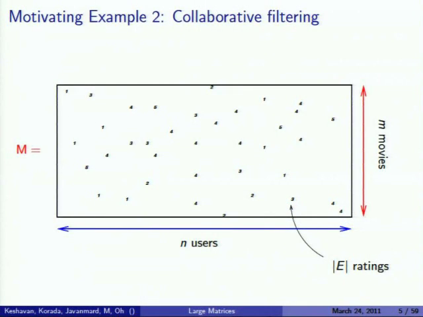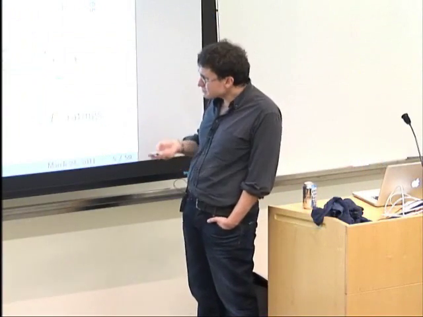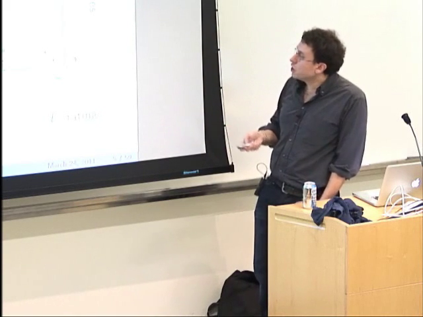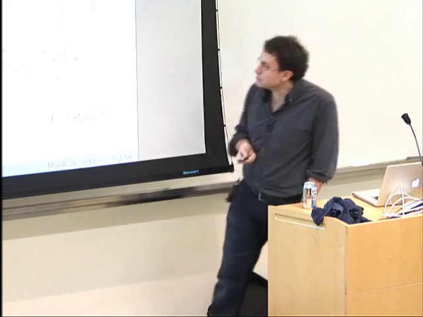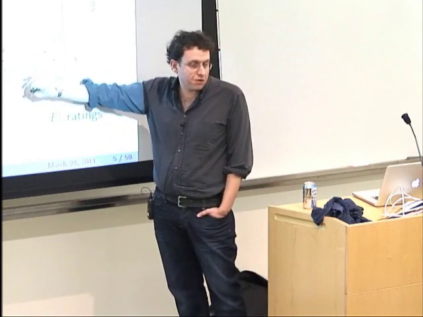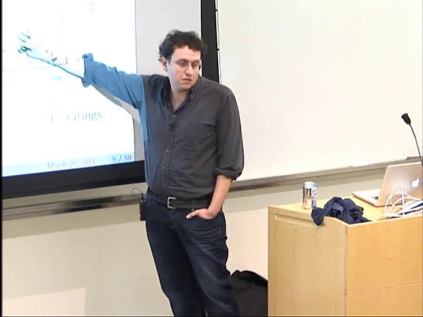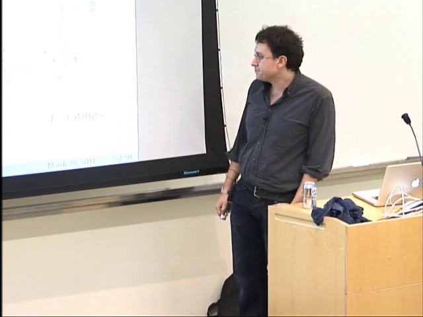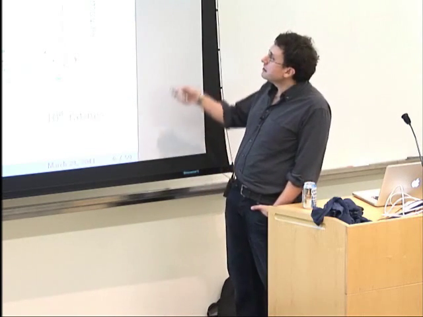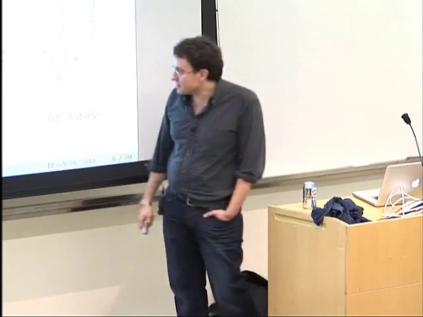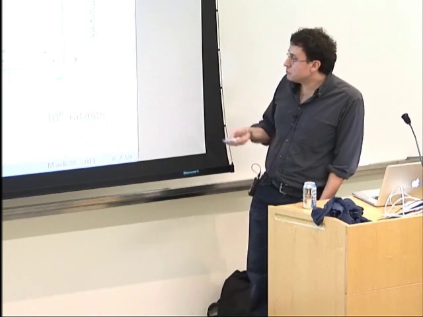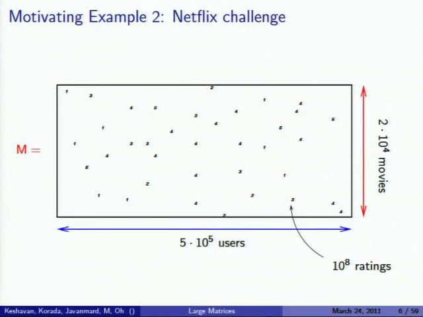Okay. The second example is collaborative filtering. Here you have a big matrix. This contains ratings given by a bunch of users to a bunch of, say, movies. And the matrix is very sparsely populated, in the sense that each user only watched a very small subset of movies. Just to make things concrete, these are the numbers that came up in the Netflix challenge. You had 500,000 users, 20,000 movies, and about 1% of the entries were revealed.